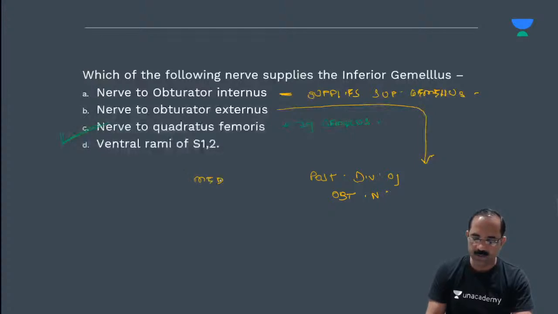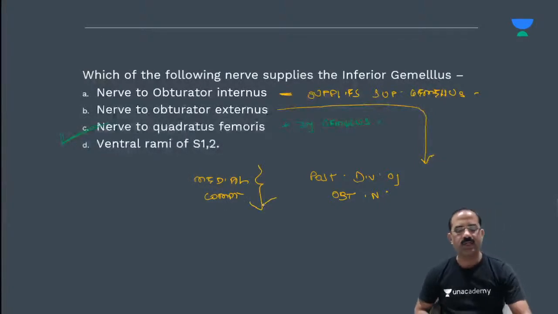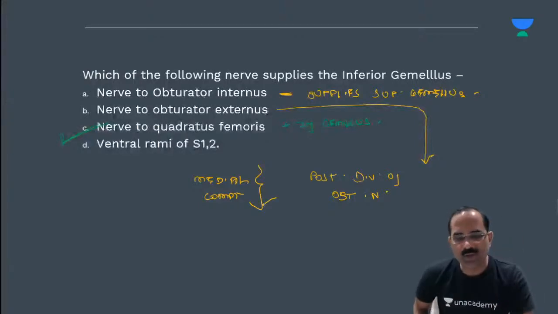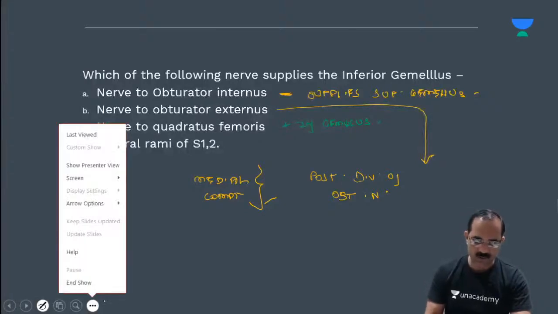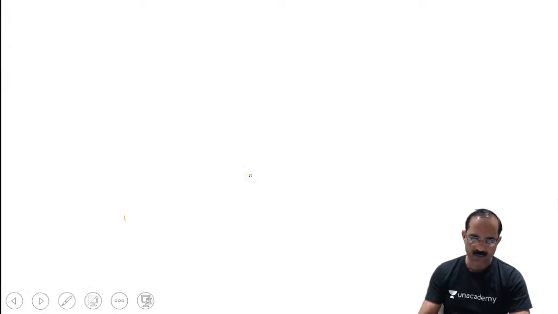Medial mein hai ye. Obturator externus is in the medial compartment of the thigh, bachcho. It is supplied by the posterior division of obturator nerve. See if you can answer this quickly.